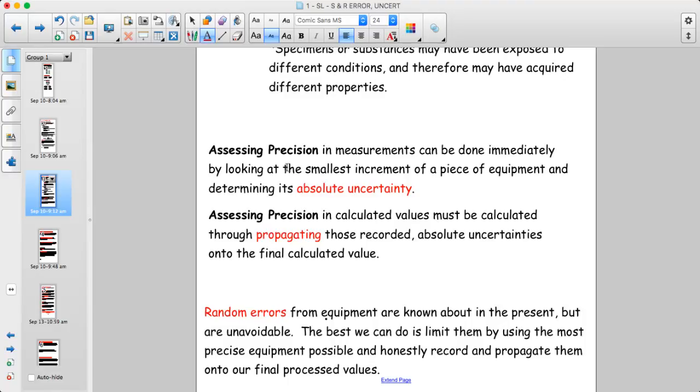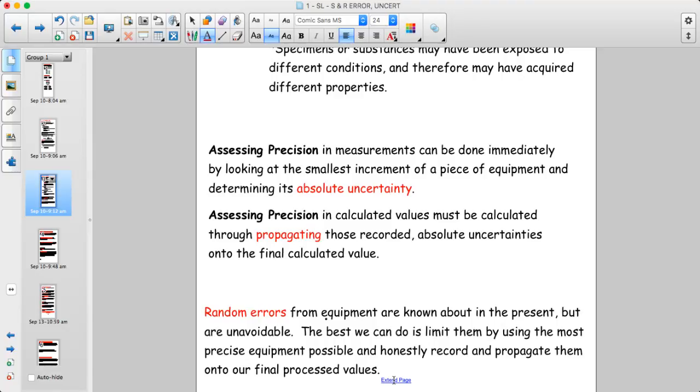So assessing precision, you can sort of know as you're going along how precise your equipment is, and by recording uncertainties, you get a pretty good sense of how precise you are. And to assess precision on our final values, we have to take those little uncertainties on measurement and figure out a way to propagate them through to the final values.